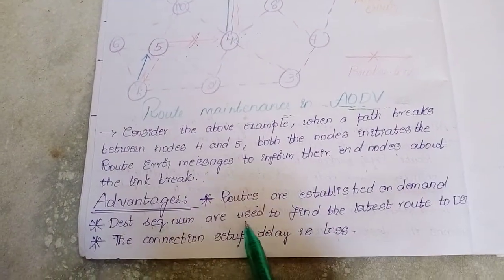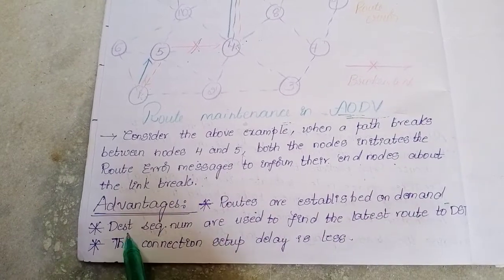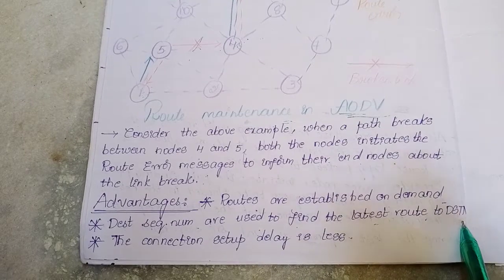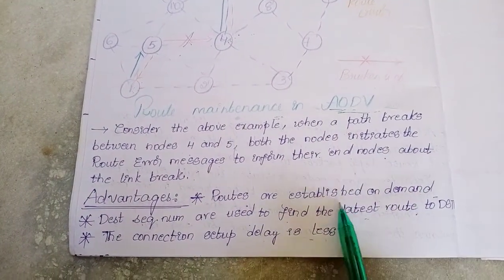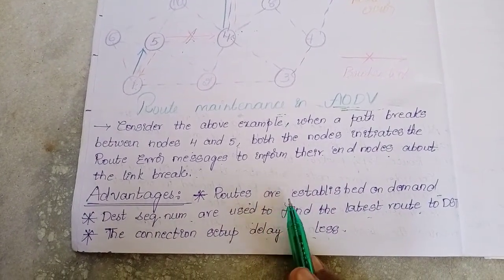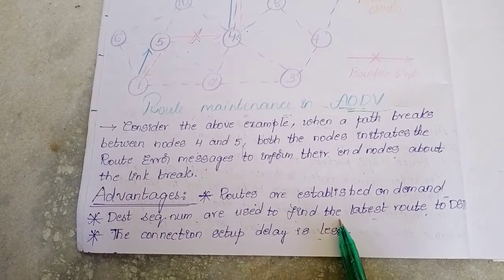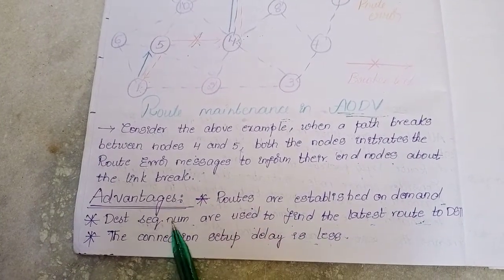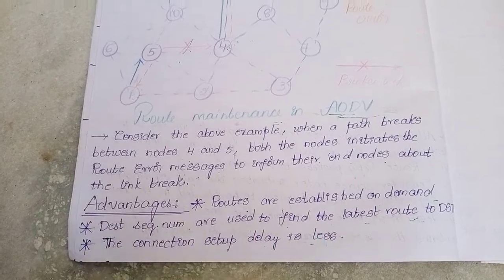So these are the advantages of AODV. Routes are established on demand. Destination sequence numbers are used to find the latest route to the destination. The connection setup delay is less. Routes are established on demand, meaning no need to maintain a route table like in the case of table driven routing protocols. In order to find the latest route, they use the highest sequence number value. The connection setup delay is less.